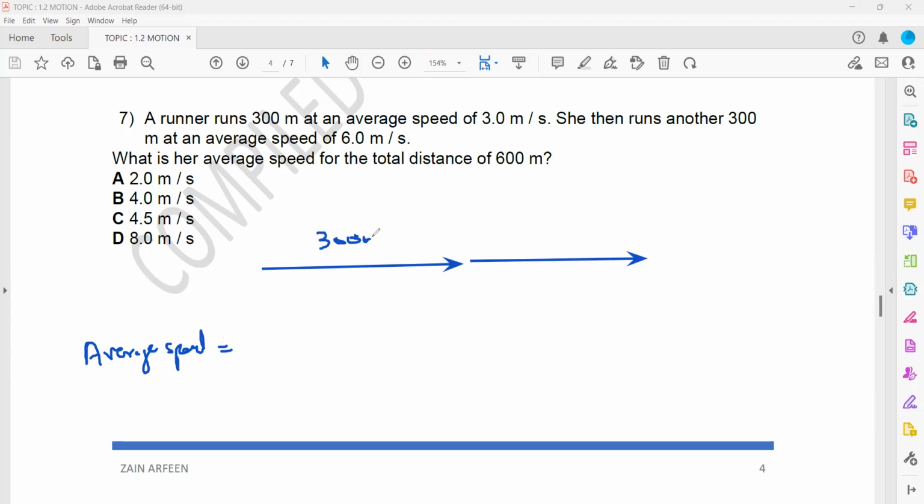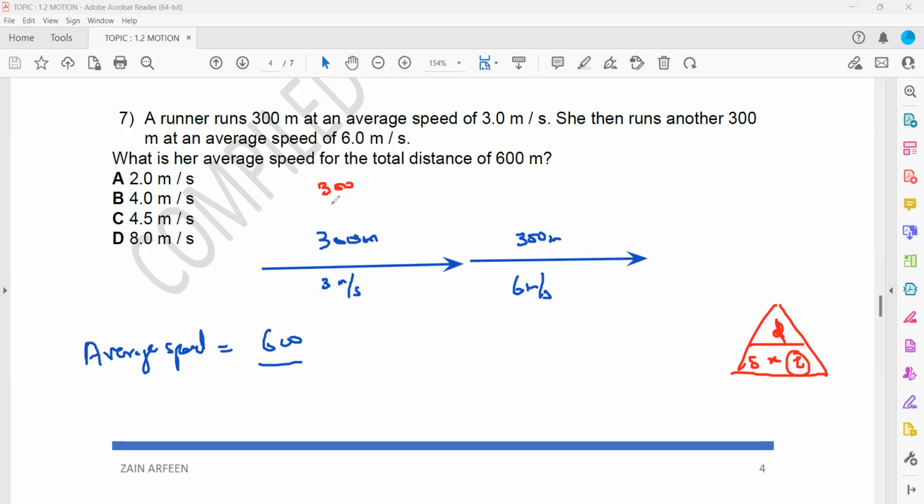So what is the total distance? First, the runner runs 300 meters, then she runs another 300 meters, so the total distance is 600. But what about the total time? She completed the first part of the run with a speed of 3 meters per second, and the last part with 6 meters per second. So first we'll find how much time it will take to run the first part. You can remember from this triangle that speed is equal to distance divided by time. So if we need the time, it will be distance divided by speed.